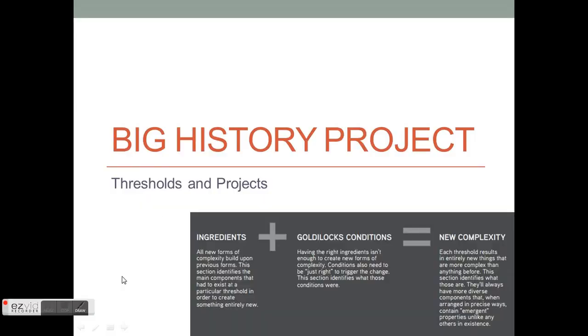This term we've been looking at the Big History Project. Now the Big History Project is made up of different ingredients plus the Goldilocks conditions, which equals new complexity.